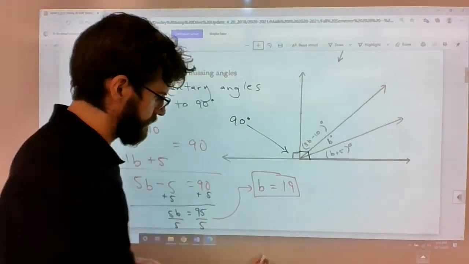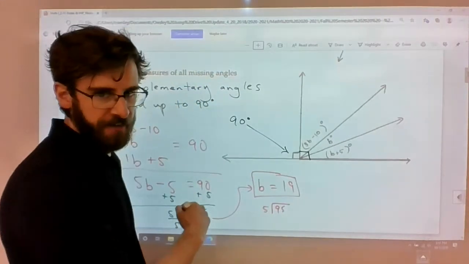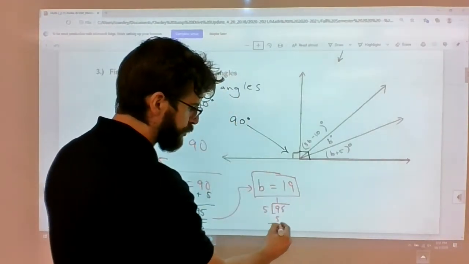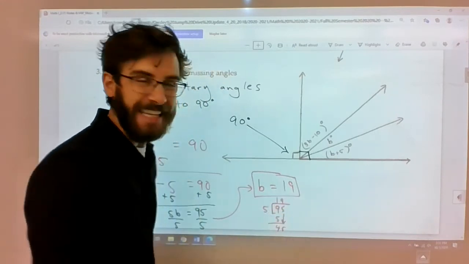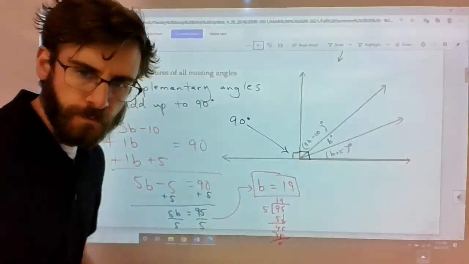Just to confirm that. Put the 95 in the box, the 5 on the outside. 5 goes into 9 one time, multiply them, subtract, drop down the 5. 5 goes into 45 9 times exactly. Okay.